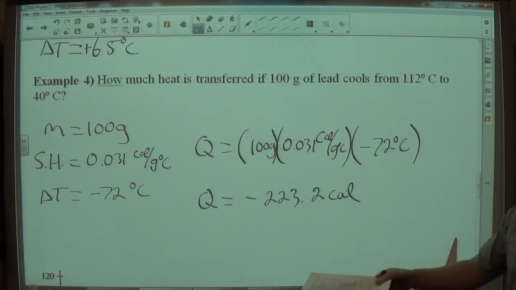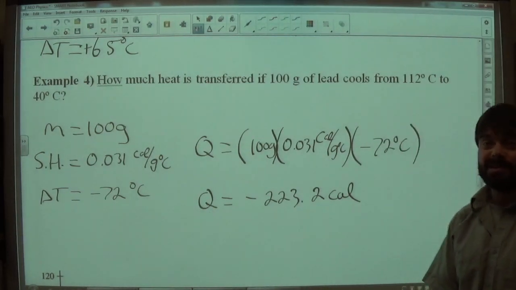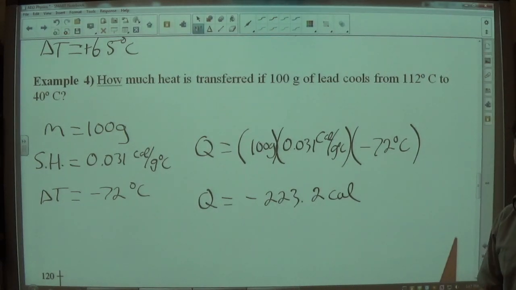So even though the change in temperature of the lead was more than the water, you can see the actual heat lost or gained, depending on what side of the system you're on, was quite a bit less.